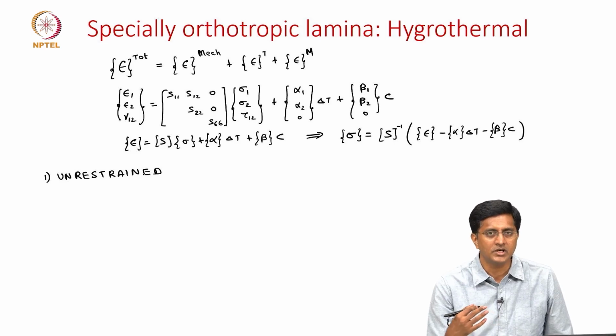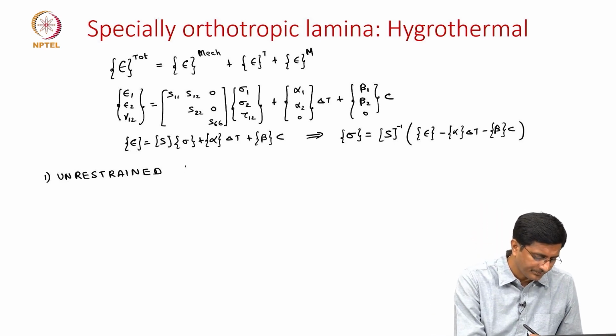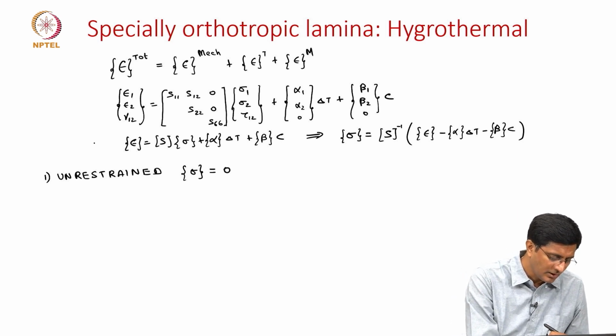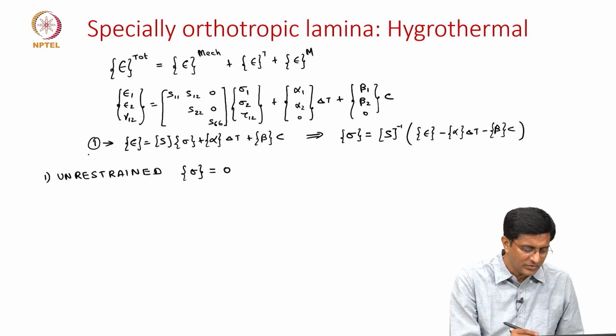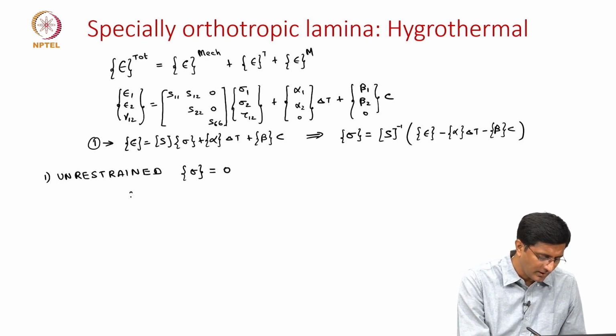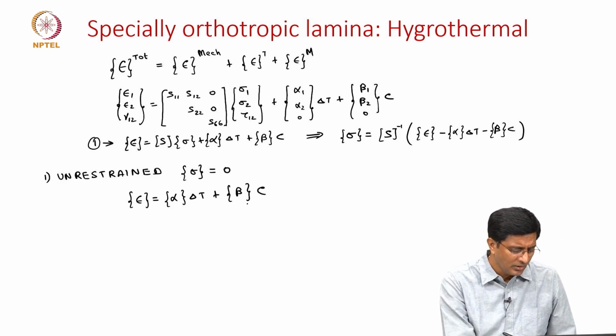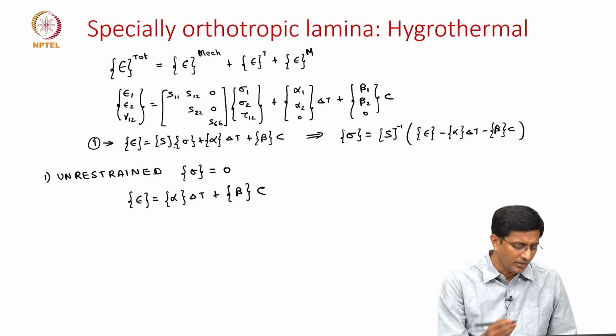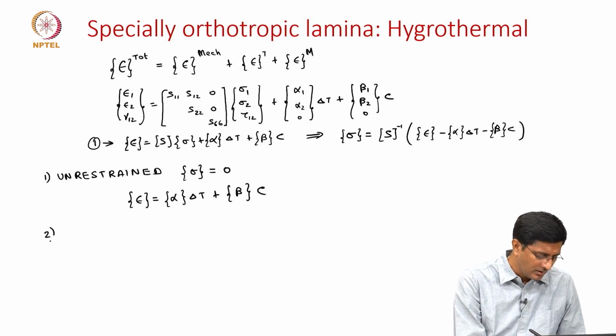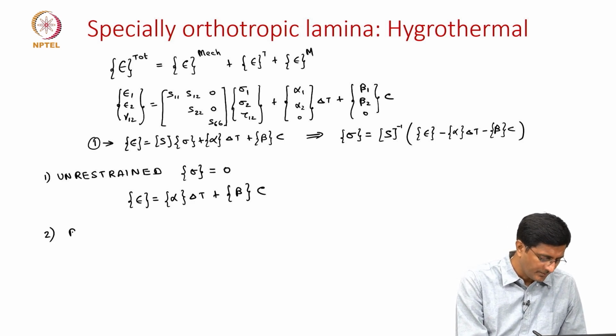In the unrestrained case we say the stresses go to 0, meaning sigma equals 0. So let's plug this into this equation. Let's say this is equation 1. Once we plug in into equation 1, I can rewrite it as strain epsilon is simply alpha delta T plus beta times C, right? So here we can see that the expression is much simpler because the stresses have gone to 0. But now let's look at the second possibility where it is restrained.